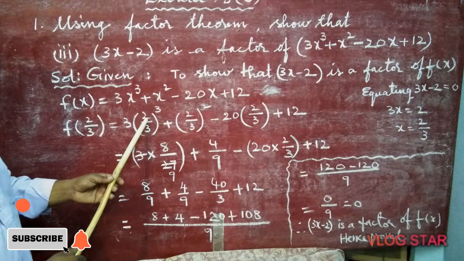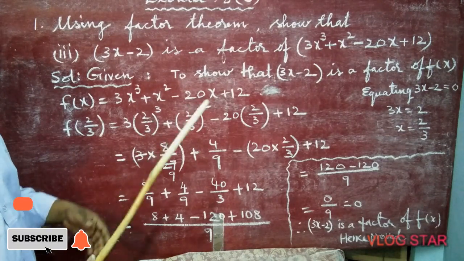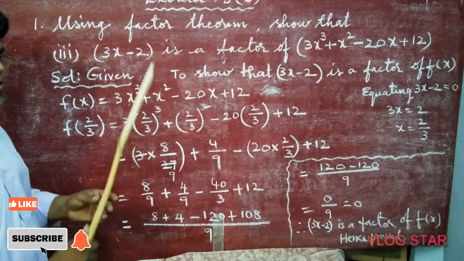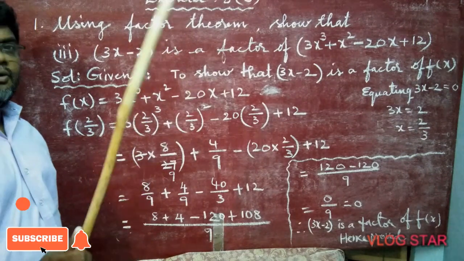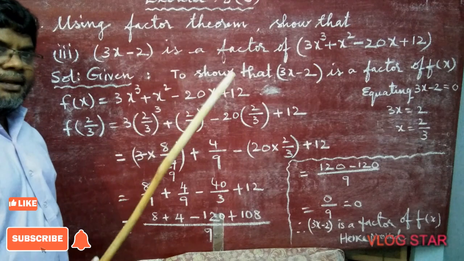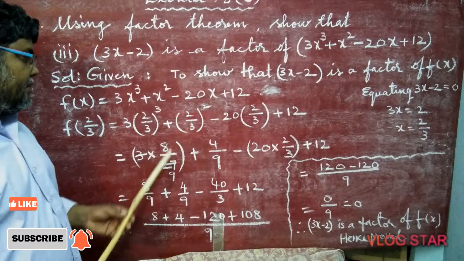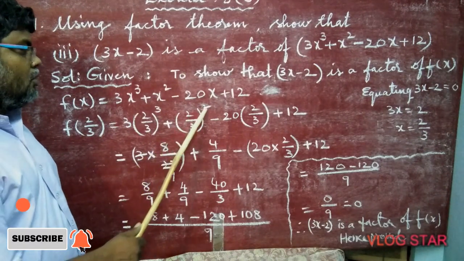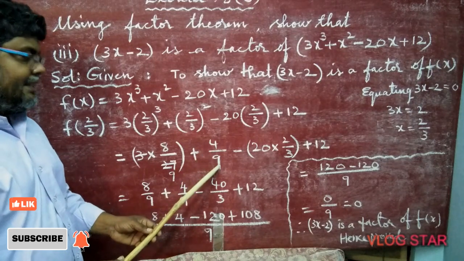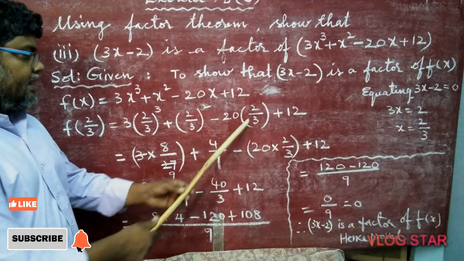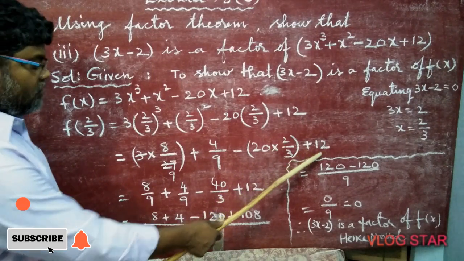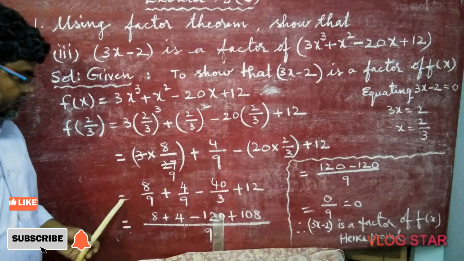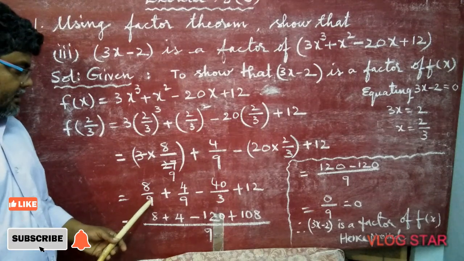3 into 2 cube means 8. 2 into 2 into 2, 2 2s are 4, 4 2s are 8. 3 cube, 3 into 3 into 3, 3 3s are 9, 9 3s are 27. Plus 2 by 3 whole square, 2 2s are 4, 3 3s are 9. Plus into minus, minus 20 into 2 by 3. Plus 12 is equal to 8 by 9.